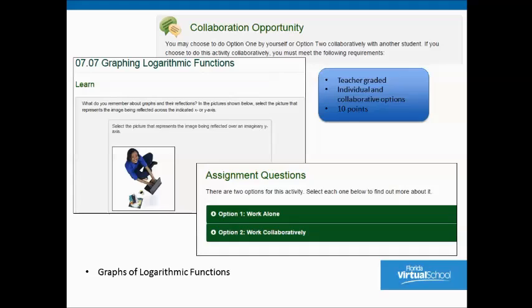707 is graphing logarithmic functions, and that's what they learned in this lesson. This is a collaboration opportunity for the students. It is fully teacher graded, and the students can work by themselves or they can work with another student for a total of 10 points on the assessment.